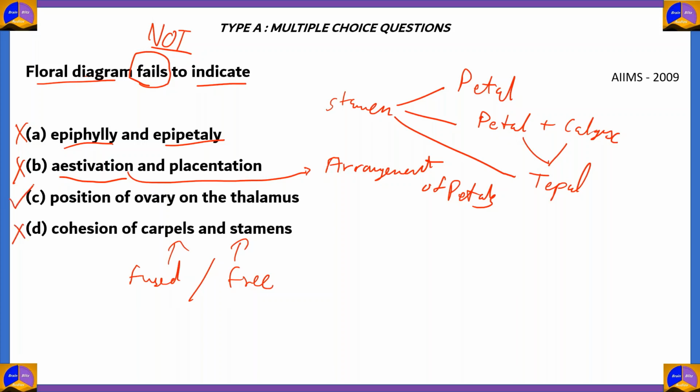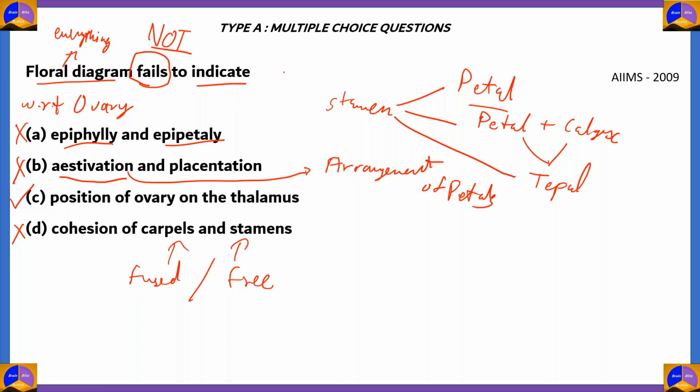The right answer is option C, the position of ovary on the thalamus. The floral diagram represents everything, but it is with respect to the ovary. So all of these other parts, such as the petals, the sepals, and the stamens, are represented with respect to the ovary in their positions. The ovary itself is not found out, and its position is not found out on the thalamus. So position of ovary on the thalamus is one thing that the floral diagram fails to indicate.